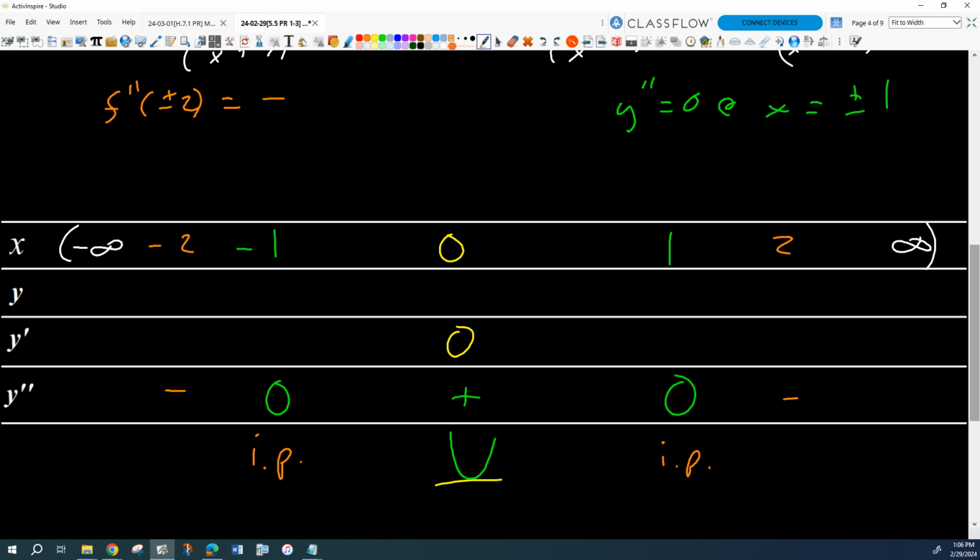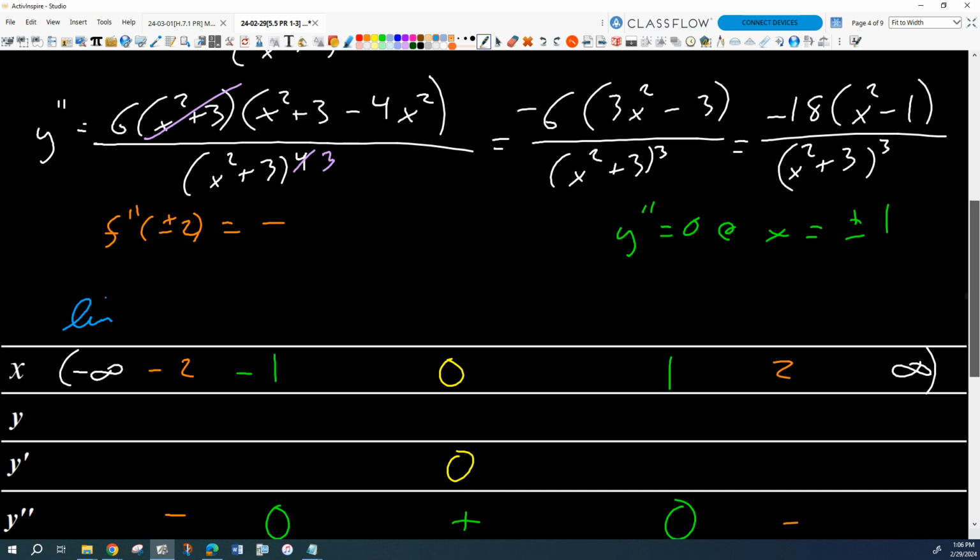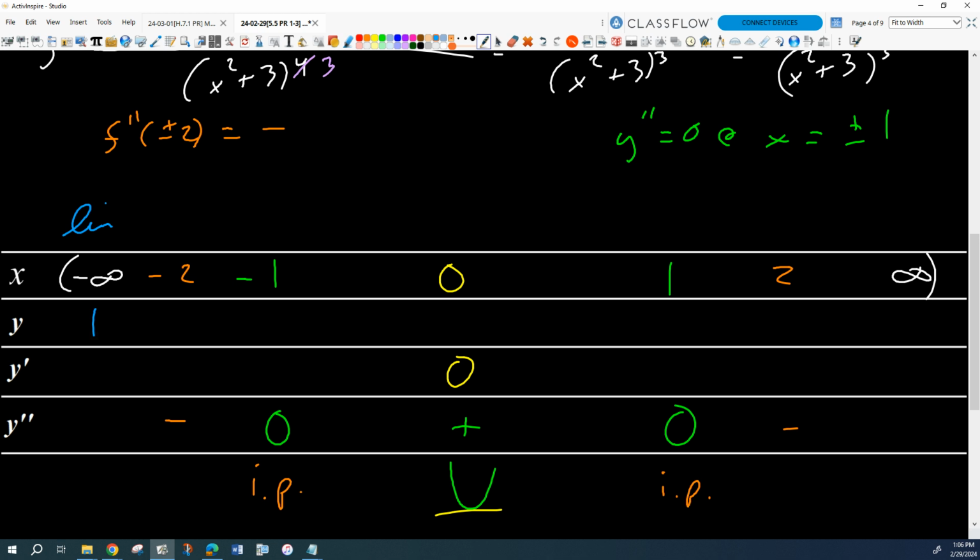Okay, so what else? One other thing we could do, let's plug in limits. What's the limit of the function as x approaches negative infinity? The limit as x approaches plus or minus infinity was 1, because the ratio was 1. So it's 1 on both sides. So what's that telling us? We'll just make a note right here. Horizontal asymptote on the left, horizontal asymptote on the right.